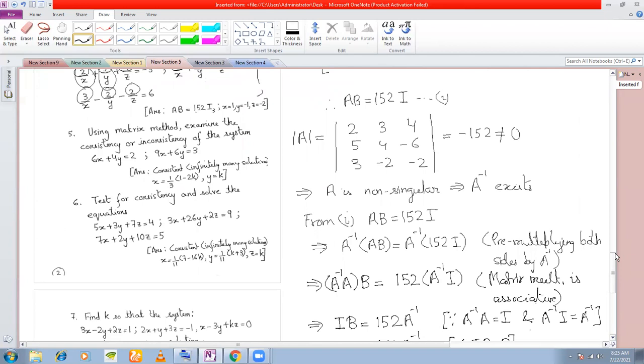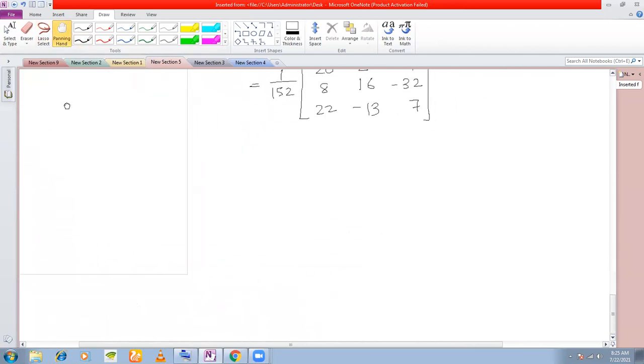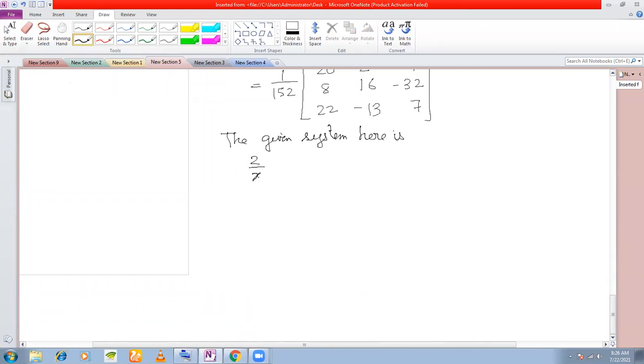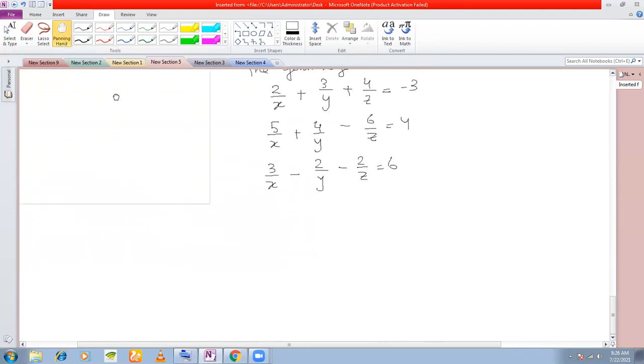Let's write the given system here. It is 2 by x plus 3 by y plus 4 by z is equal to minus 3. 5 by x plus 4 by y minus 6 by z is equal to 4. 3 by x minus 2 by y minus 2 by z is equal to 6. Okay, this is the given system.